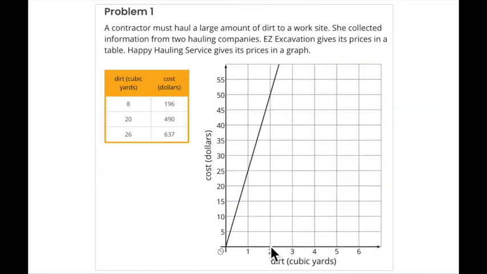So in this case, you have Easy Excavation, and that data is shown in the table on the left here. And Happy Hauling Services is the data shown on the right. These are services that will haul away large amounts of dirt. Actually, it says must haul large amounts of dirt to a work site. So you're going to take dirt to the work site. They charge a certain amount of money per cubic yard of dirt. Now, you don't really have to know what a cubic yard is. You just have to know that's a unit of measure for the amount of dirt that they move.